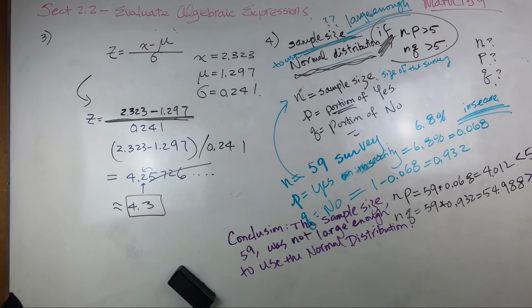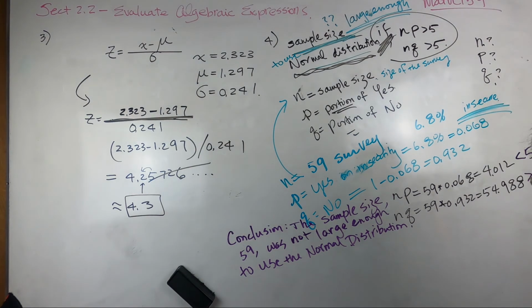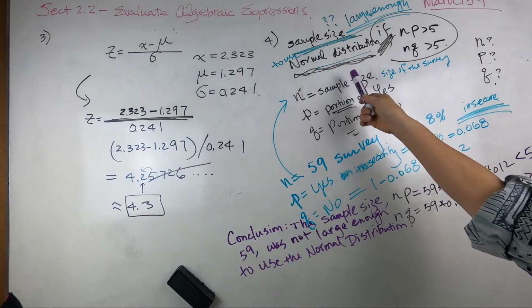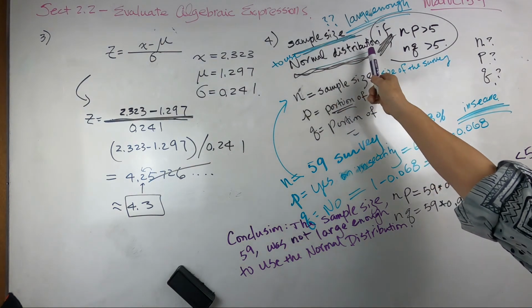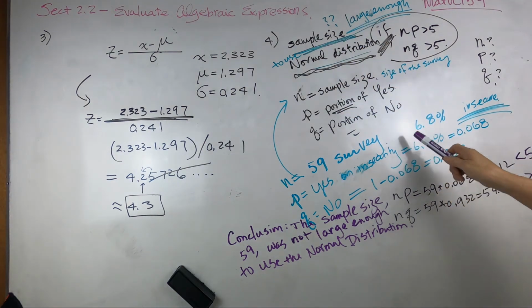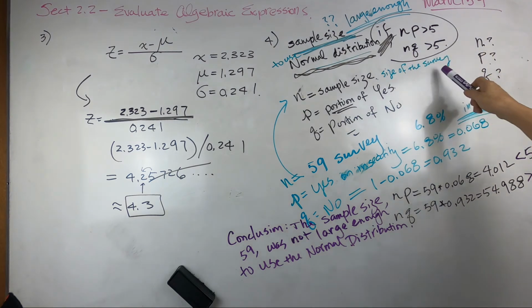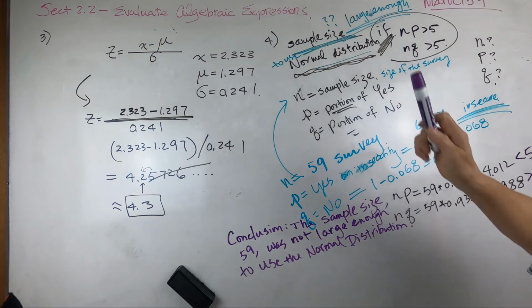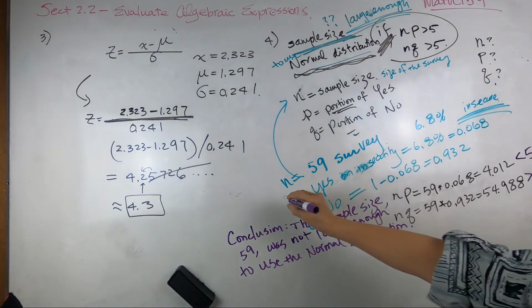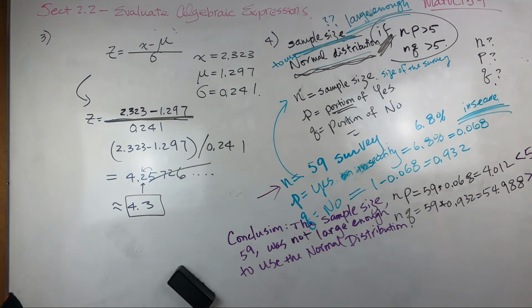Okay, so what we want you to learn is to get familiar with the terms, something called normal distribution, something called sample size, and some formulas we use to make a decision. At the same time, answer the question: was this sample size big enough? Sample size 59 to take a survey. So what can you do?